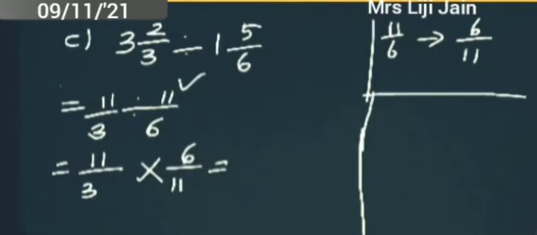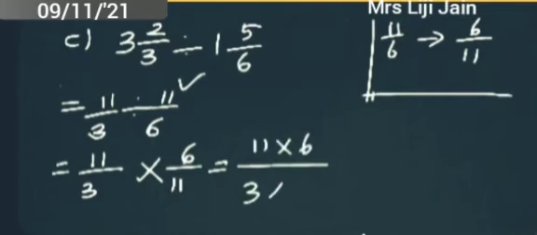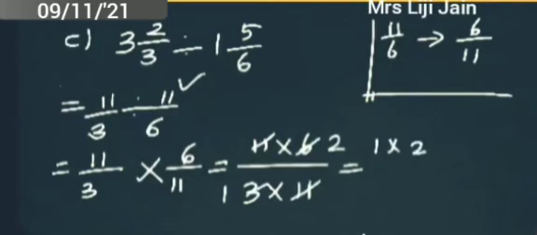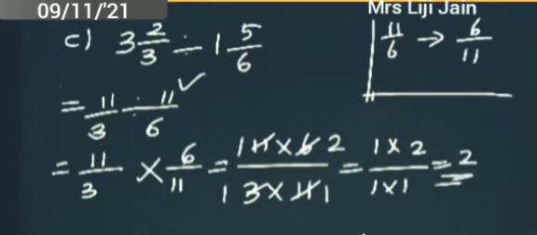Now can we apply the rule for multiplication? Yes. So how to apply? 11 into 6, product of the numerators by product of the denominators, isn't it? 11 and 11 get cancelled. 3 2s are 6, balance 1. So what remains? 1 into 2. Here 1, here also 1. If it is not written also no problem. 1 into 2 by 1 into 1. What is it? 2 by 1 means 2 is the final answer.